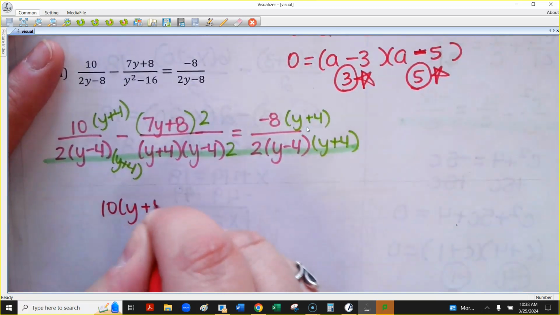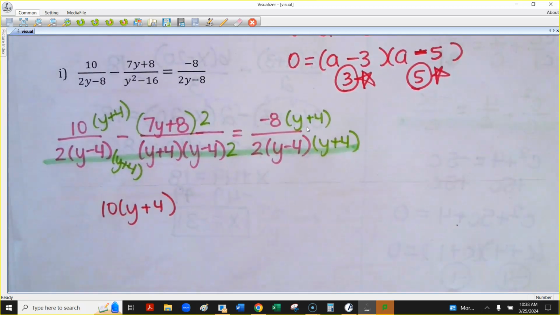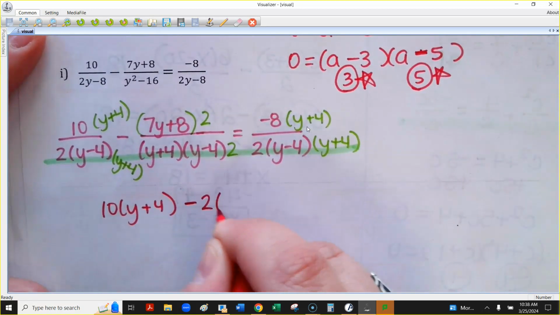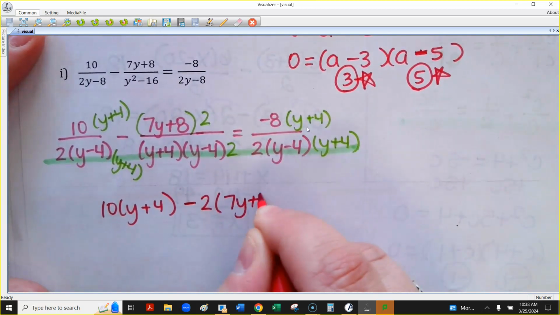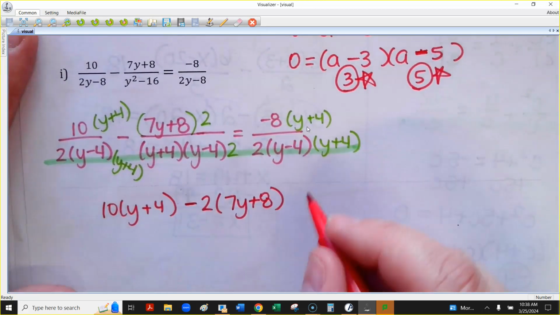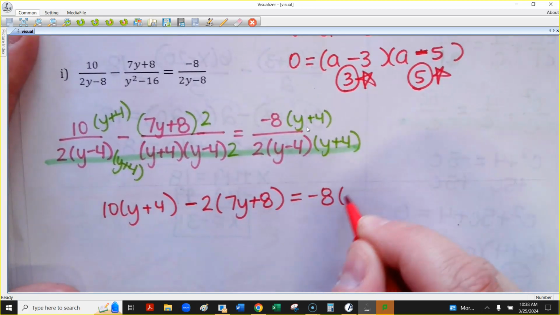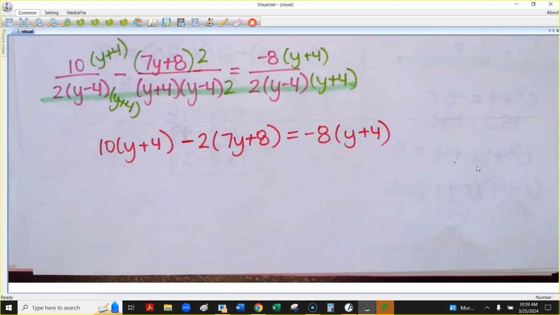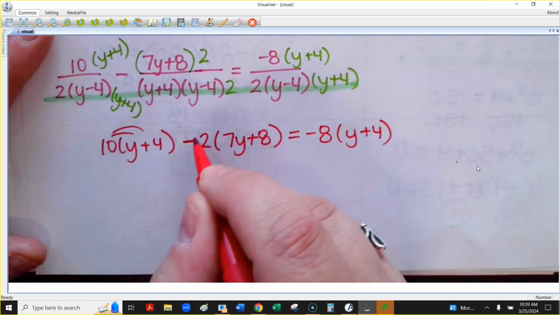So we have to do a little distributive property, no big deal. The second fraction, I have to multiply that by 2. I'm subtracting that, so let me just write the 2 in front of the parentheses. That's the same thing. And then on the other side, we have negative 8 times y plus 4. It's a little complicated, but there's nothing quadratic there. There's nothing squared. We're just going to do a little distributive property on both sides.